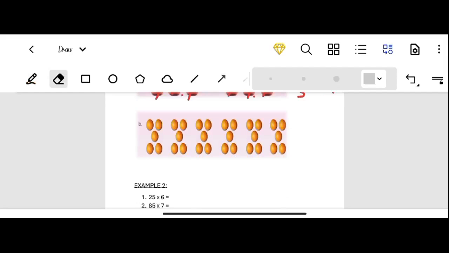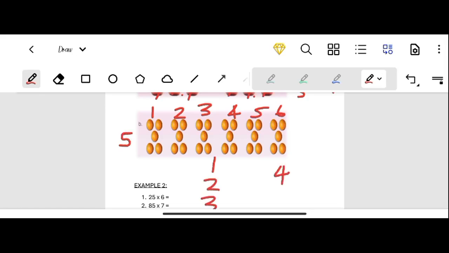So the next thing that we're looking at is B, which has oranges. So what do you do? You check. Okay, fine. We have 1, 2, 3, 4, 5, 6 rows. Each row has 5 oranges. Sorry, I forgot the 6 there. So each row has 5, 5, 5, 5, 5, and 5.